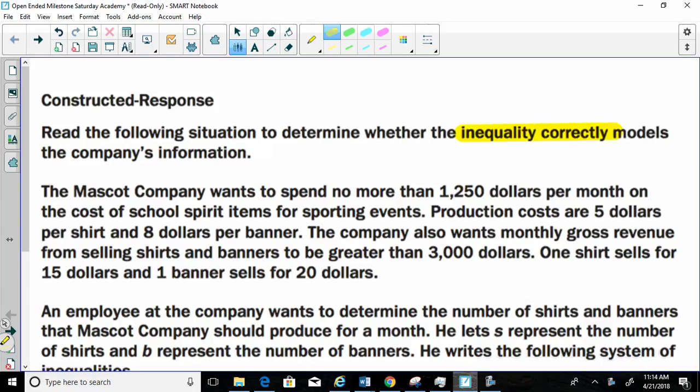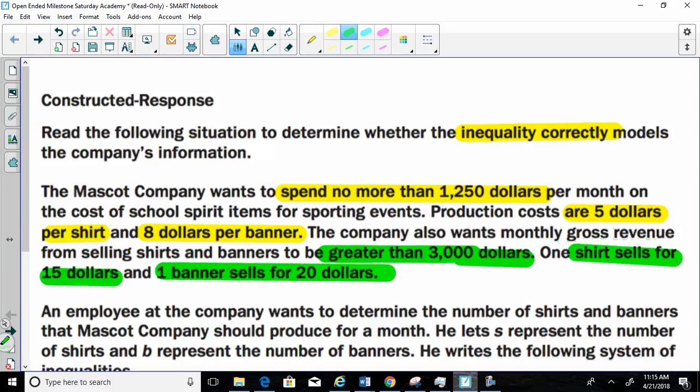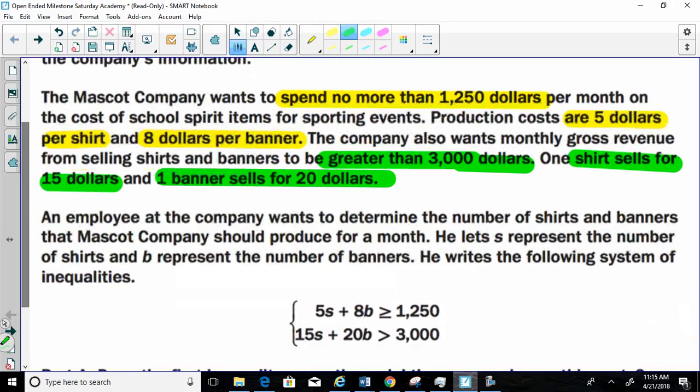So the first one says the mascot company wants to spend no more than $1,250 per month on the cost of school spirit items for sporting events. Production costs are $5 per shirt and $8 per banner. The second inequality is the company also wants a monthly gross revenue from selling shirts and banners to be greater than $3,000. One shirt sells for $15 and one banner sells for $20. And S represents the number of shirts and B represents banners. And so here are their inequalities.